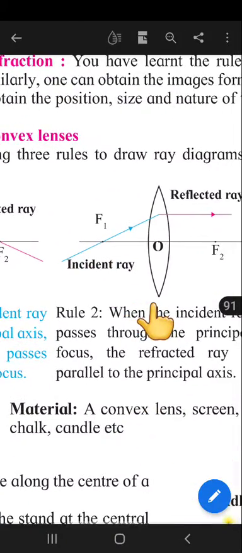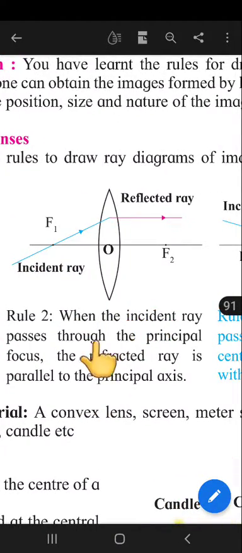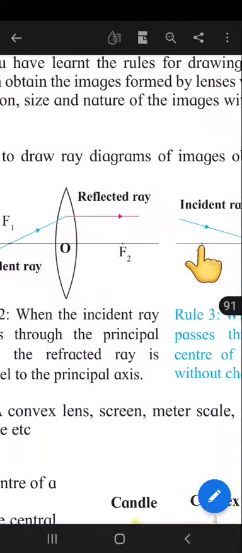Next we will learn rule number 2. When the incident ray passes through the principal focus, this blue line is the incident ray, the refracted ray is parallel to the principal axis. The red line is the refracted ray parallel to the principal axis. This is the second rule.